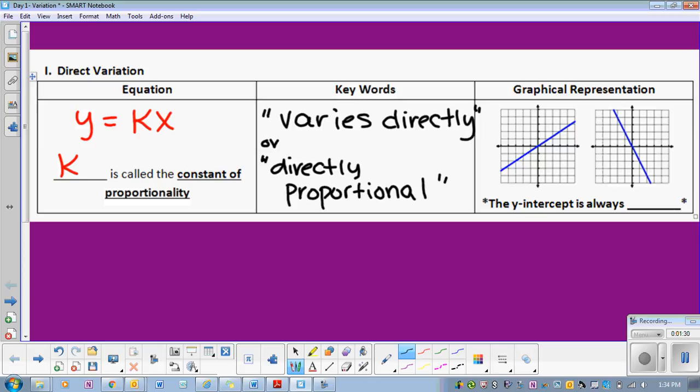So what does this look like as a graph? As a graph, it looks like a line with a positive slope or a line with a negative slope. The important thing that you need to know about direct variation is that it always goes through the origin. Your y-intercept is always at 0, 0.